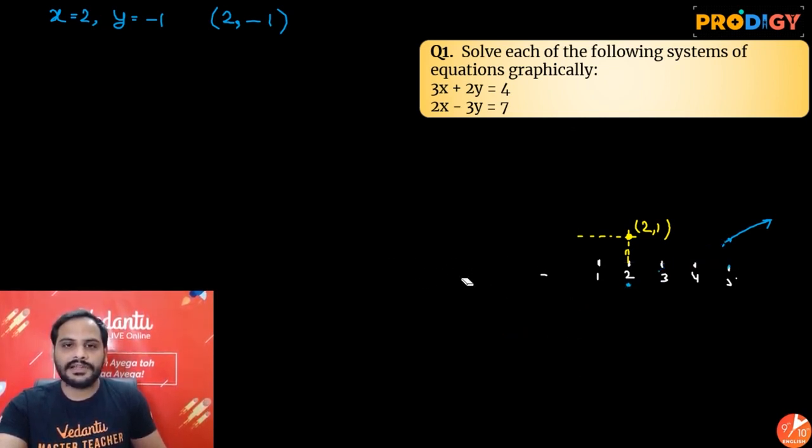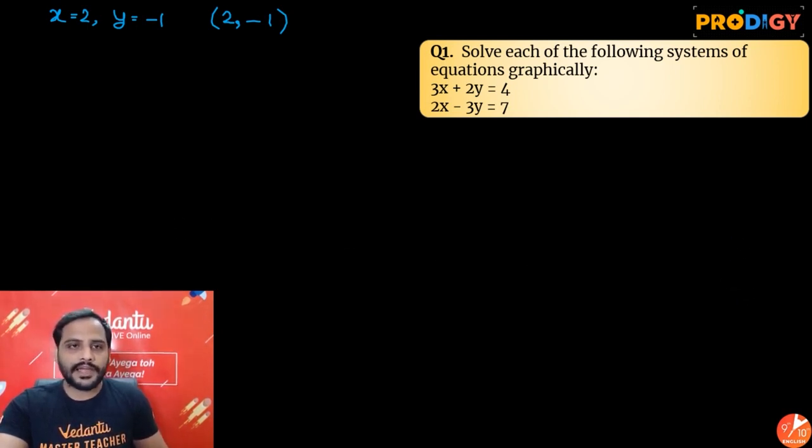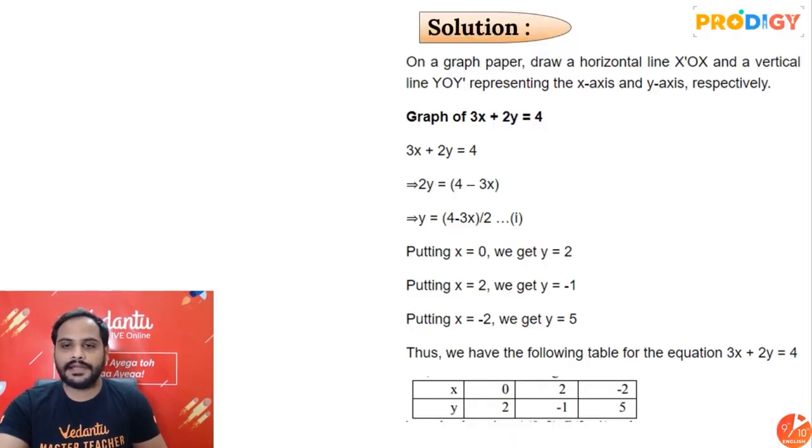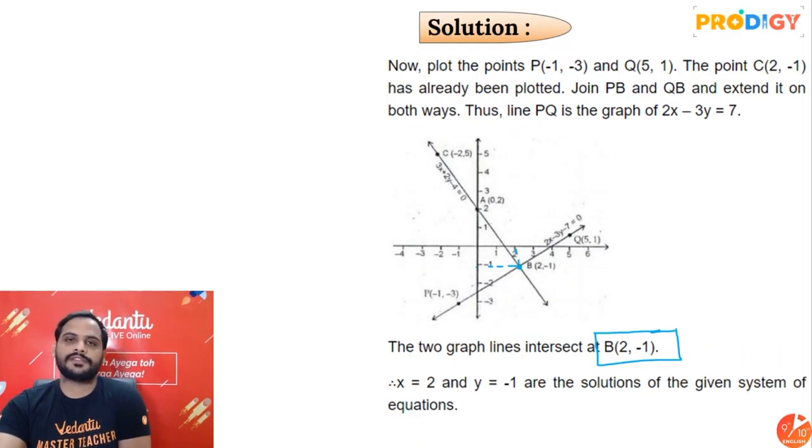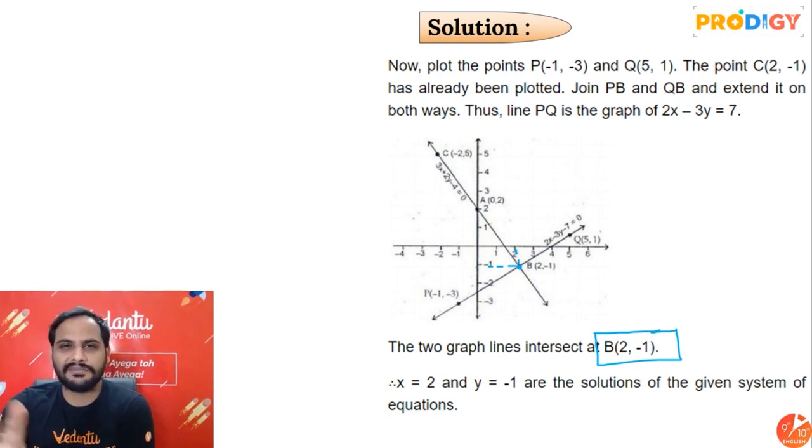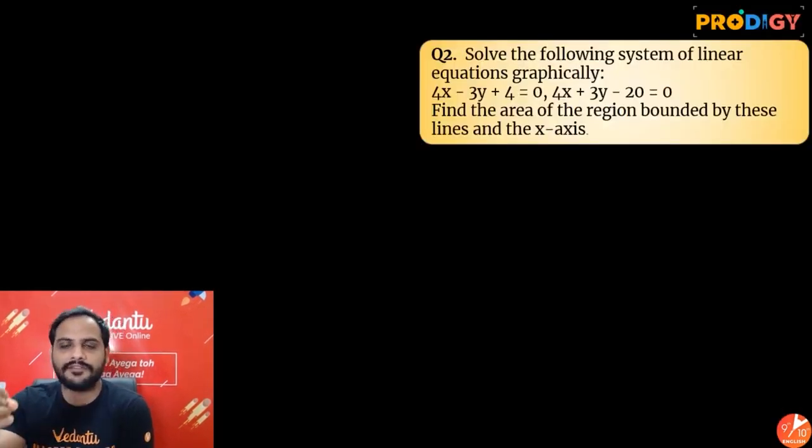Here, first equation: 3 into 2 is 6, 2 into minus 1 is minus 2, 6 minus 2 is 4. Look, it is a solution. Next, 2 into x, so 2 into 2 is 4, 3 into minus 1, minus 3 into minus 1 is plus 3, so 4 plus 3 is 7. It is satisfying both the equations. So it is our correct answer. So simple, beta: draw the graph of both the lines and see the intersection point.